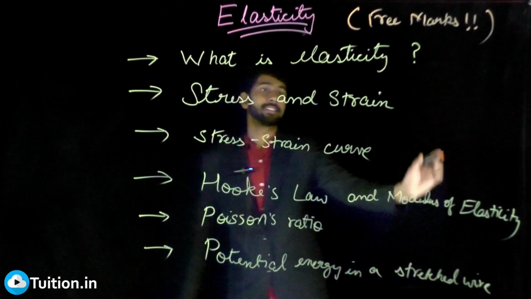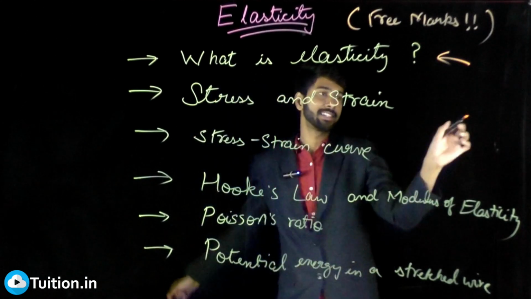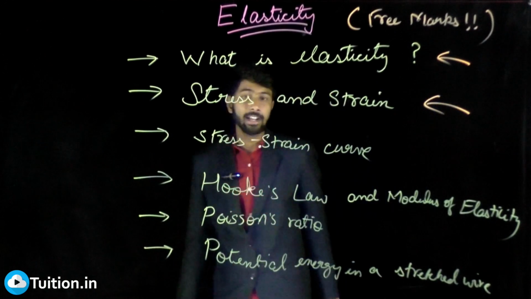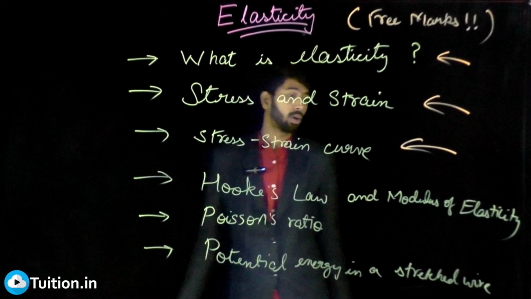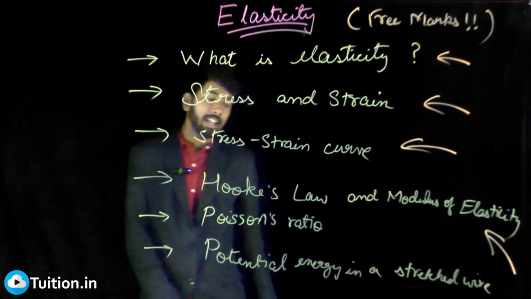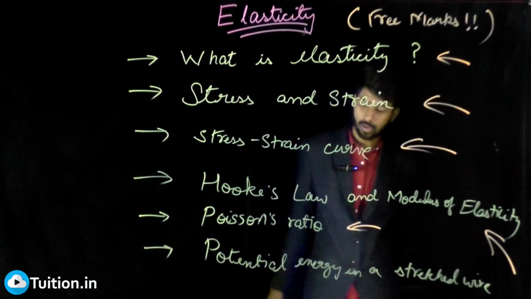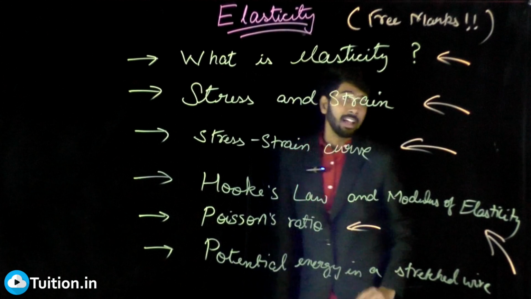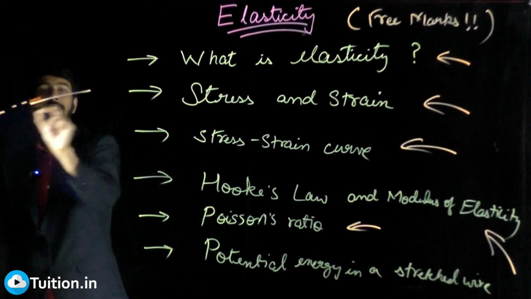We'll first see what elasticity is, followed by understanding properly the definition of stress and strain for 3 different cases. Then we'll look at the stress strain curve. From that we'll understand what Hooke's law is, and then we look into the 3 moduli of elasticity. And then there is a part called Poisson's ratio, which is a very small topic, so we'll quickly look into that.